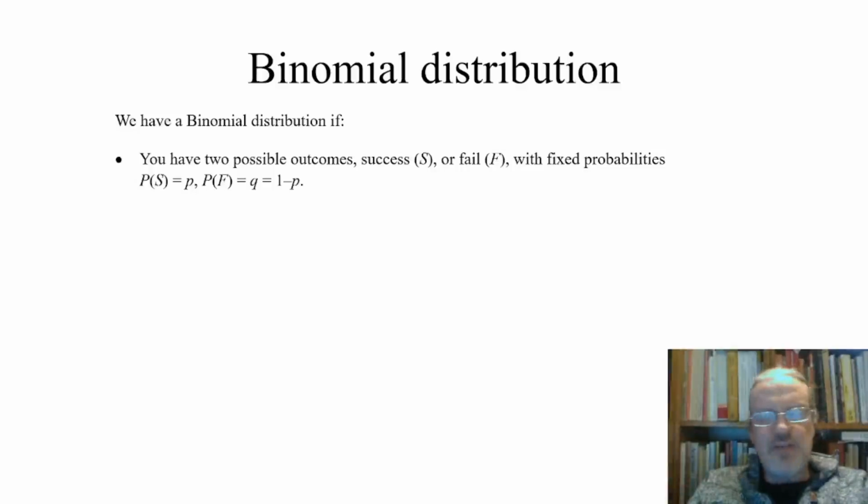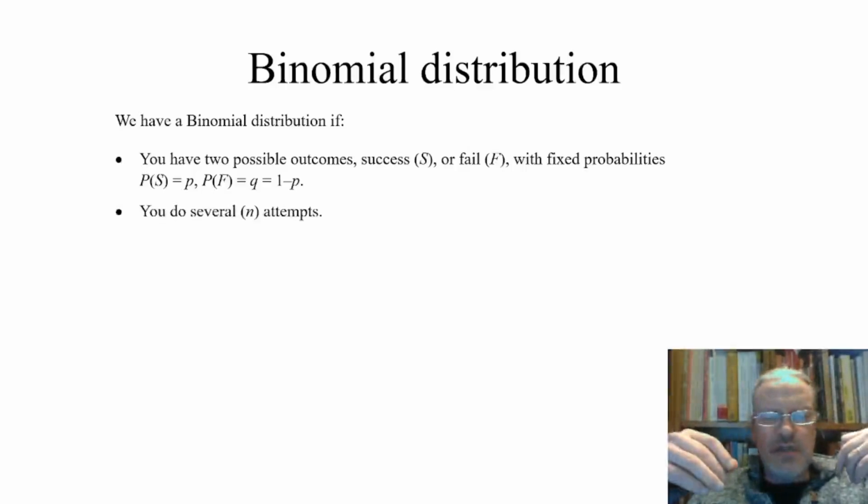An example of such things could be you throw a die, the success is to get a 6 and a fail is to not get a 6. You buy a product, a success if it's working, a fail if it's not working. So anything with two outcomes where you have a fixed probability. And you should do several attempts because it must be something you can try over and over again. And usually we use the variable n to indicate the number of attempts.